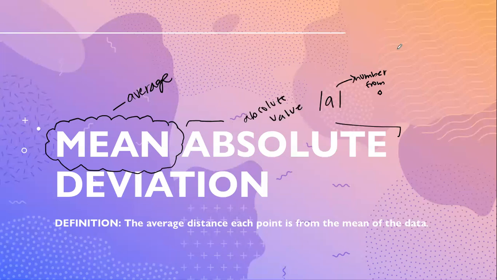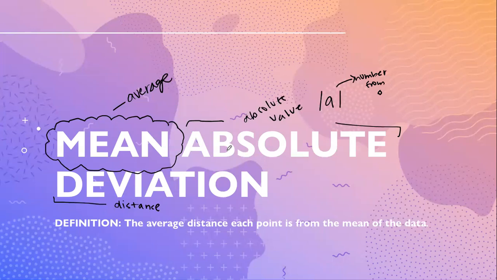Okay, deviation. Does anyone know what that word means? Have you ever heard someone say you're deviating from something? Deviation is like the distance. So by breaking down each word, we're basically talking about what the definition of mean absolute deviation is. It's the average distance each point in a data set is from the mean of the data.